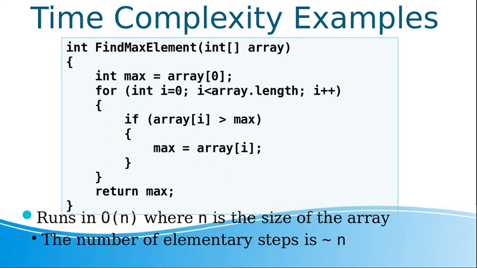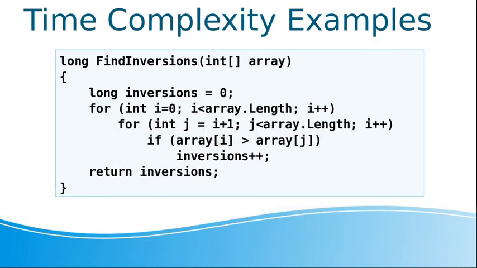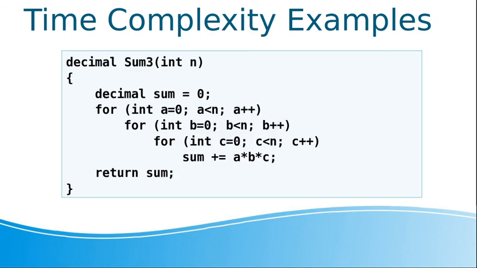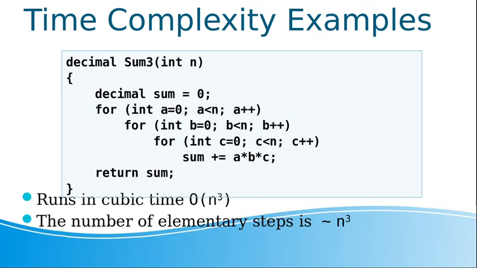In the next example, we have two for loops and an if statement. Two for loops means one for loop on the outside and one more for loop inside. So it runs in quadratic time, order of n square. In another example, which is also a simple, direct one, there are 3 for loops, which means the time complexity remains n cube, order of n cube.